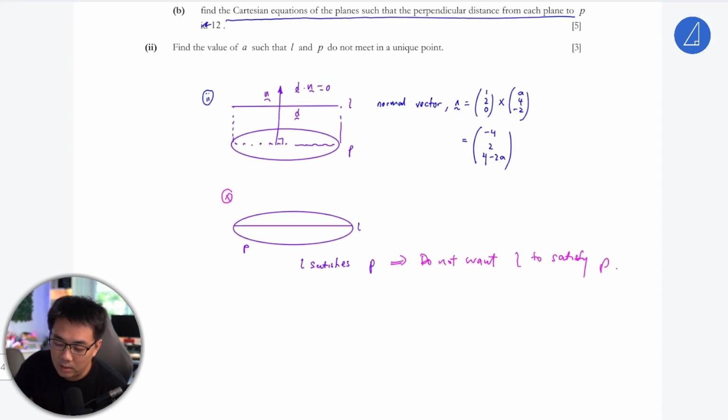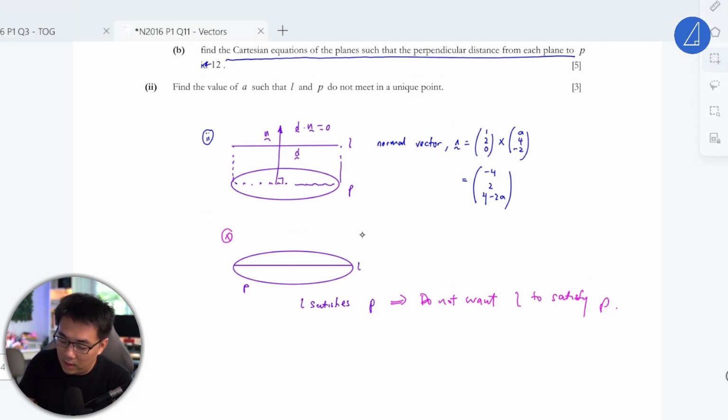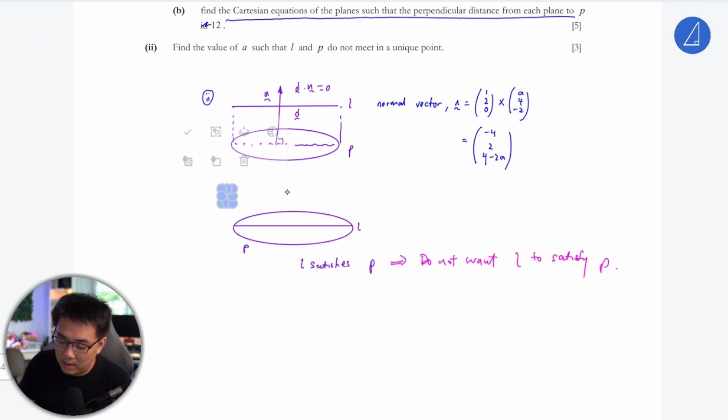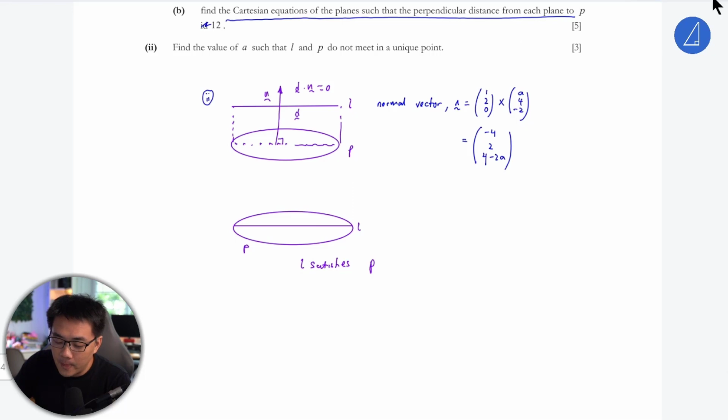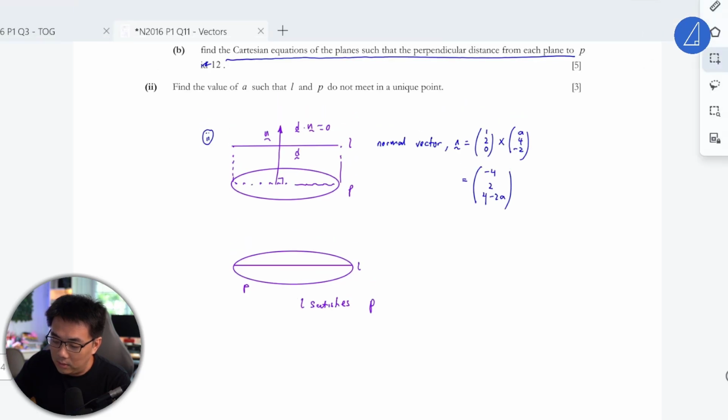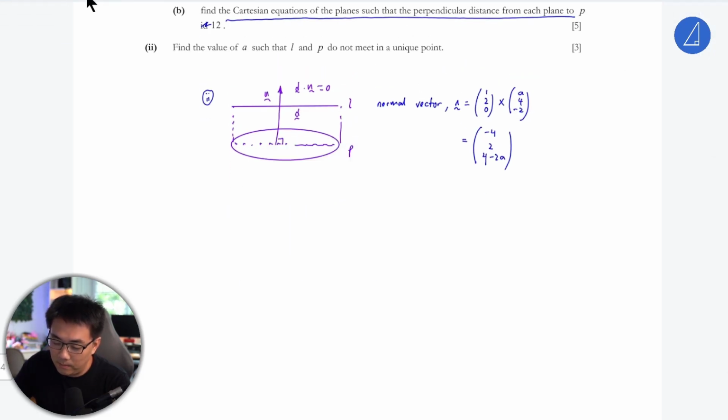Sorry, I misinterpreted: they do not want to meet in a unique point, and this is not a unique point, so this is okay and I can ignore it. You have to be careful. If they say find A such that L and P do not meet, then you need to reject this case. But here, it is okay because this is multiple points. So you only have one thing to worry about: d dot n equals 0. You just want them to be parallel.